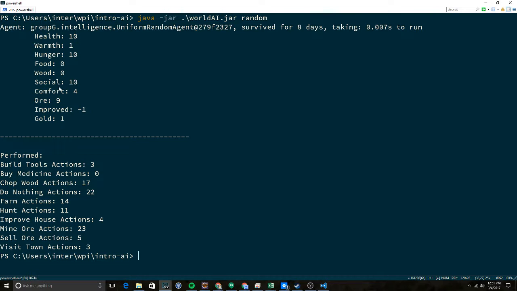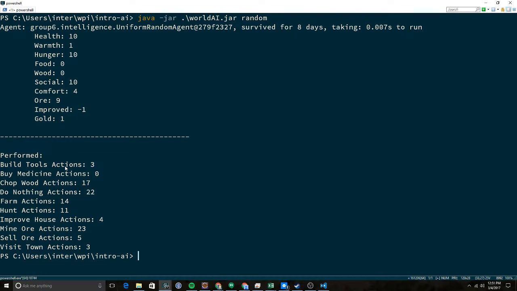So this one starved to death. You can tell because his hunger is 10, and he starved to death because his tools reached -1 and he wasn't able to replace them. So when your tools break, if you haven't improved them, then you will not be able to mine or get food or do any of those important actions. So therefore, he starved to death.